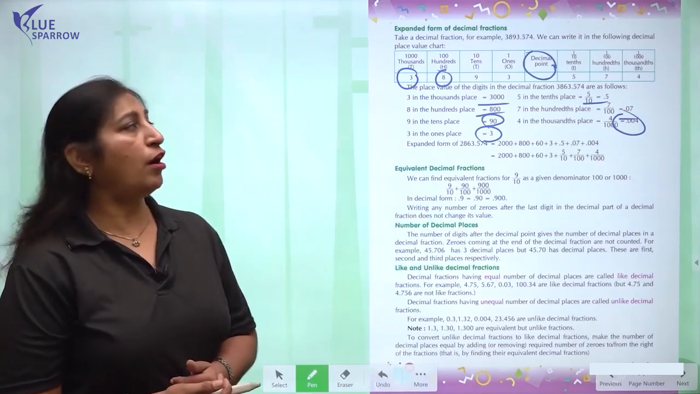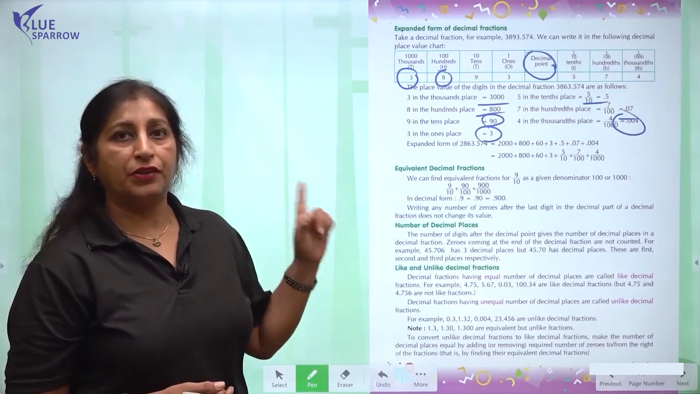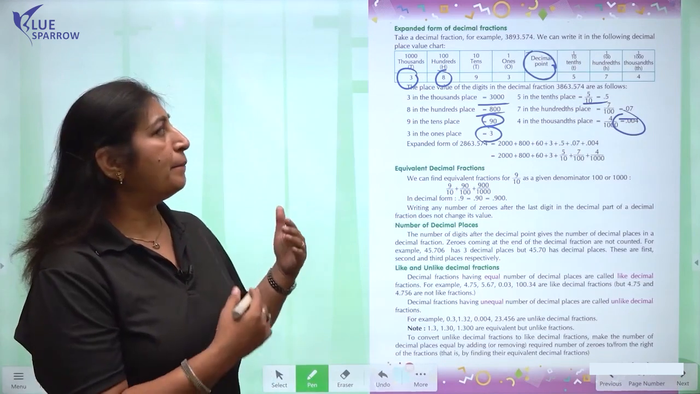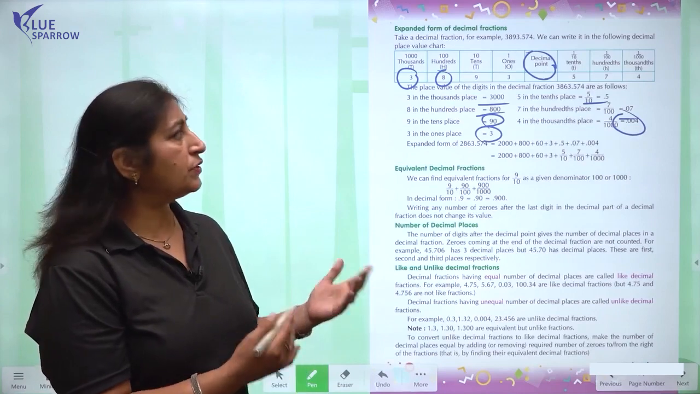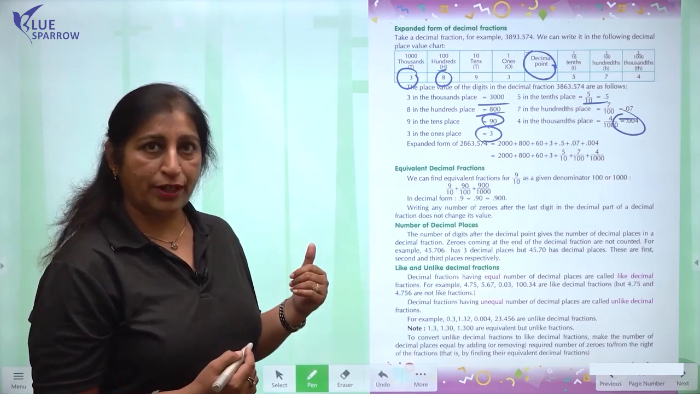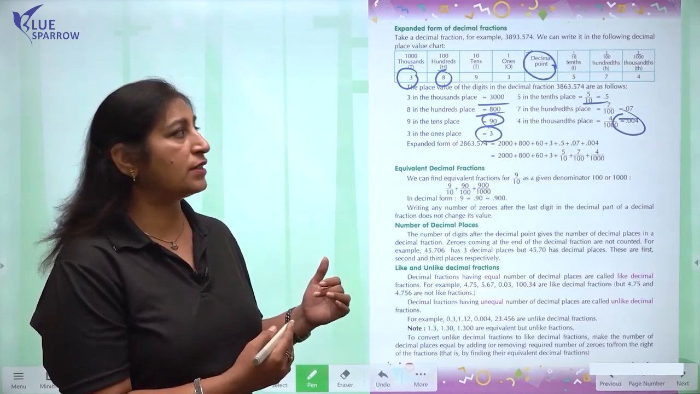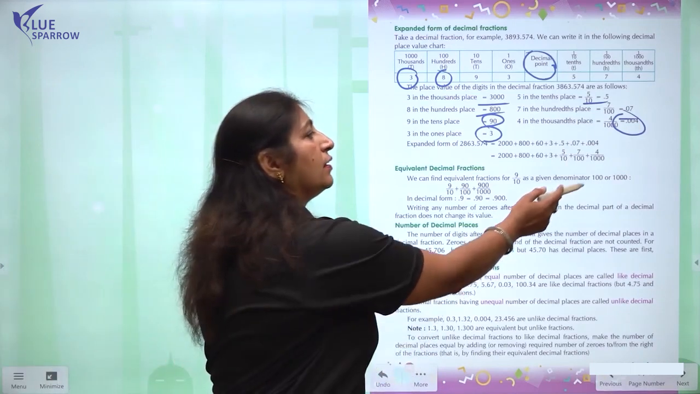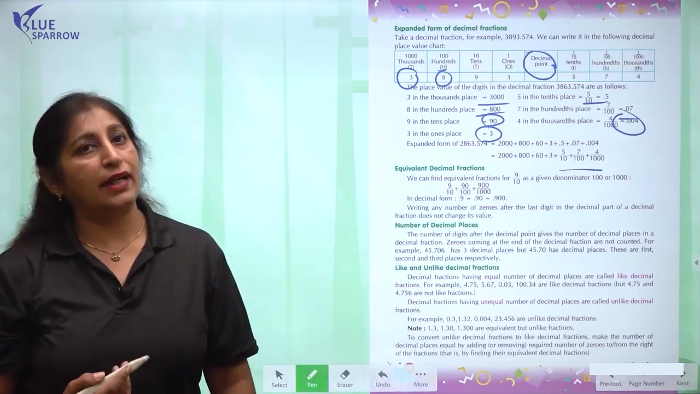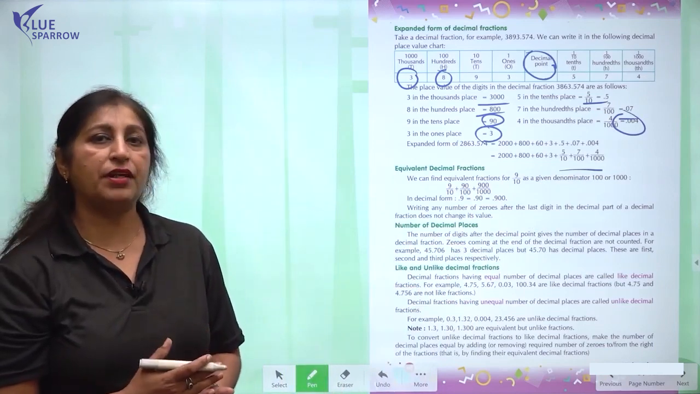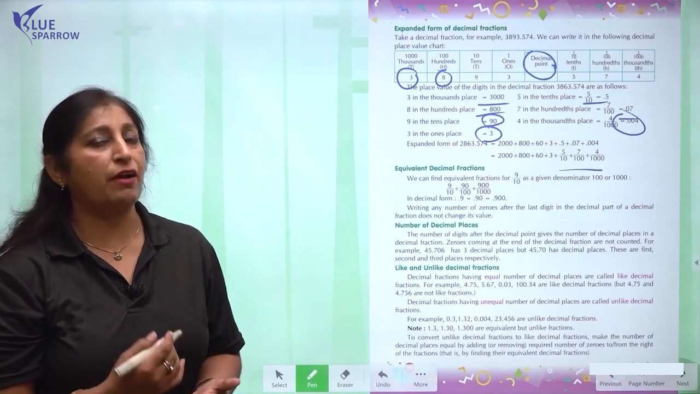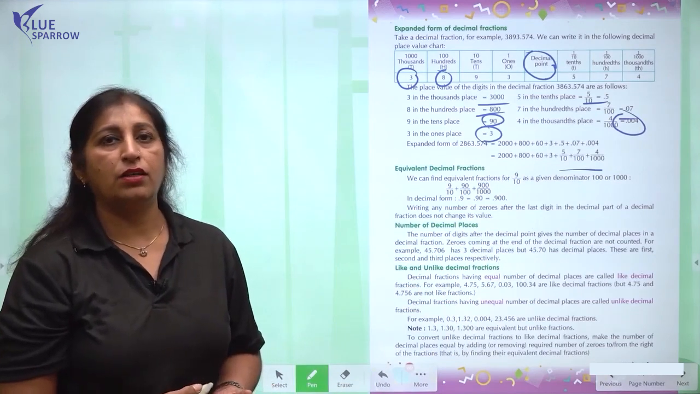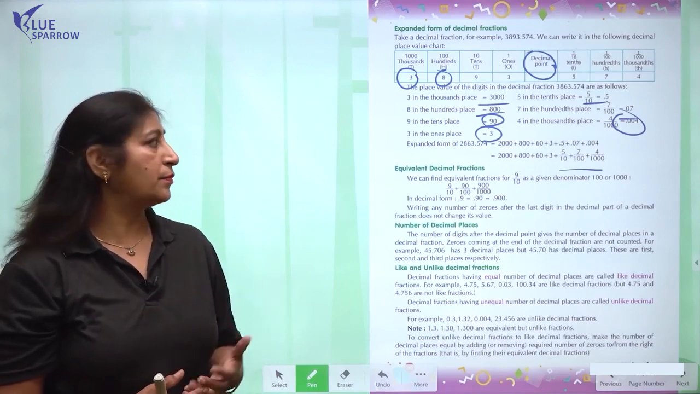So, expanded form of 3893.574 would be 3000 plus 800 plus 90 plus 3 plus 0.5 plus 0.07 plus 0.004, or you can write it in the common fraction also, that can be written as 3000 plus 800 plus 90 plus 3 plus 5 upon 10 plus 7 upon 100 plus 4 upon 1000. So, you can write the expanded form like this.